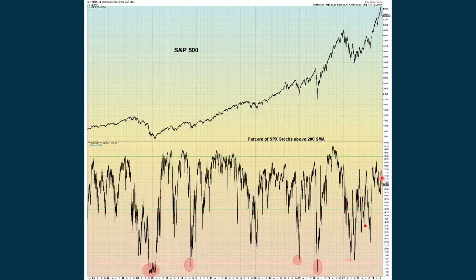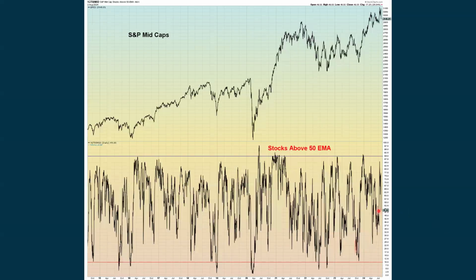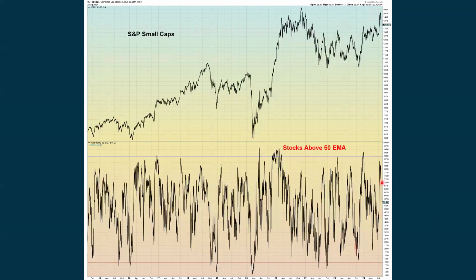We're still looking okay here longer term. We're above 50, even though this has been declining. Then we look at those stocks above their 50-day moving average, also declining, but still above 50. And we look at the mid caps starting to drop below 50 now as there's a little bit more weakness, and dropping, but still hanging in there with the small caps as well.